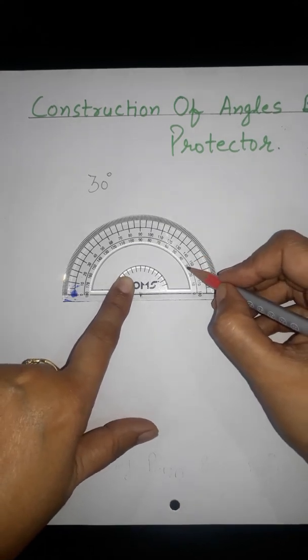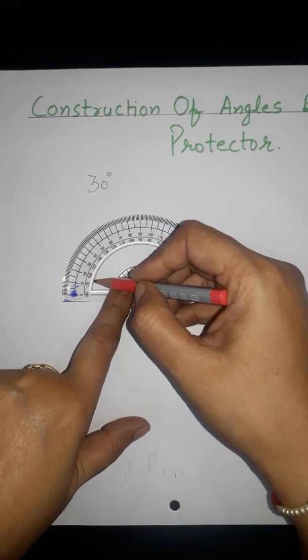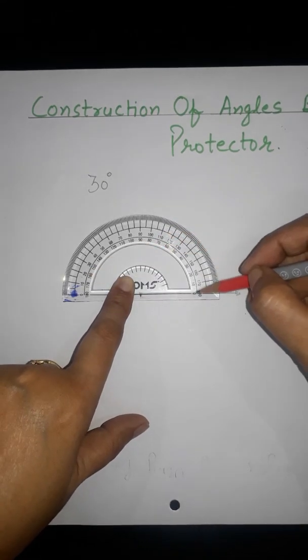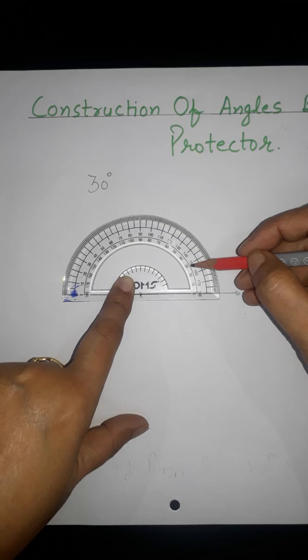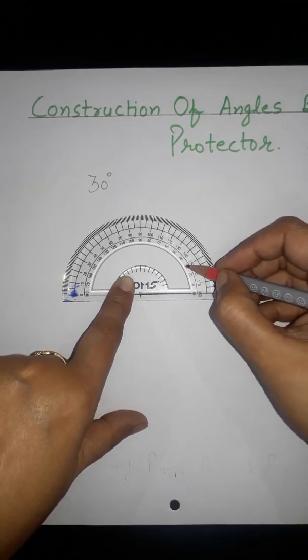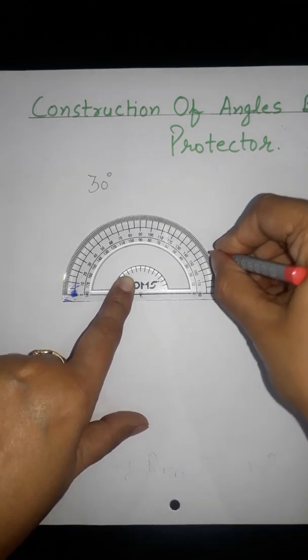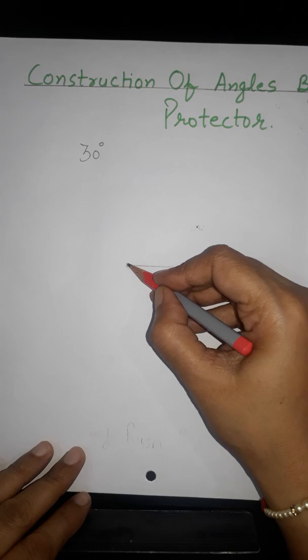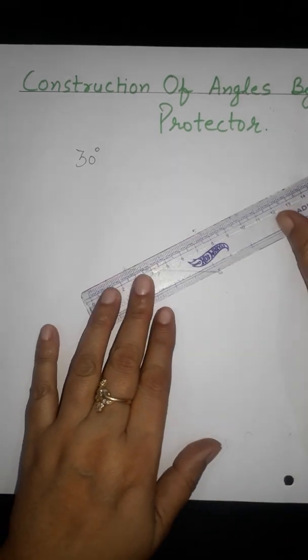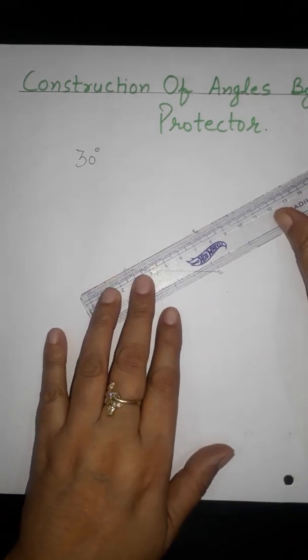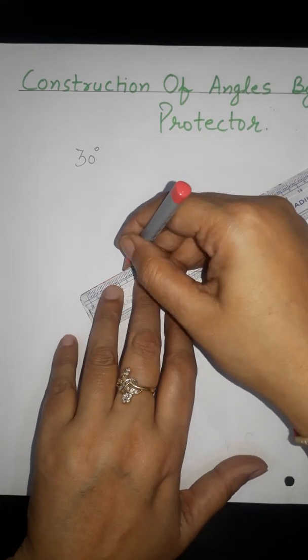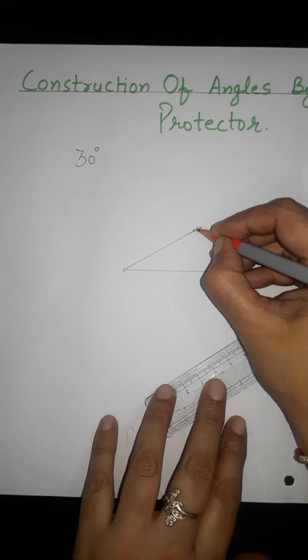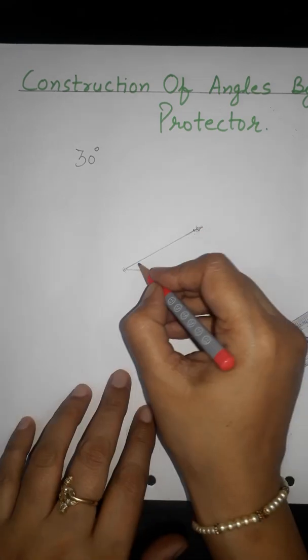Now 130 degree is here and 130 degree is here, but we will mark against the lower scale. So at lower scale 30 is lying here, so it is the point against 30 degree. Now join this point with the end point of the ray. Hence angle of 30 degree is formed.